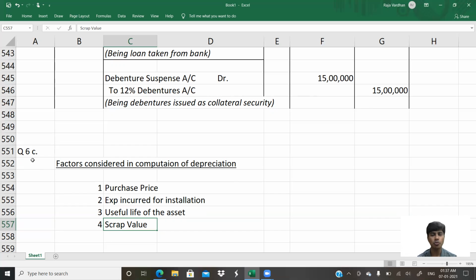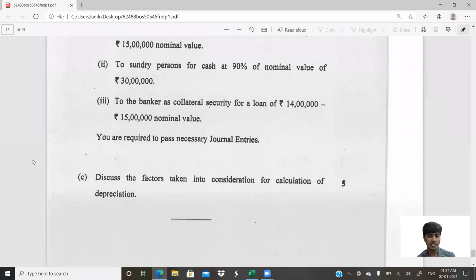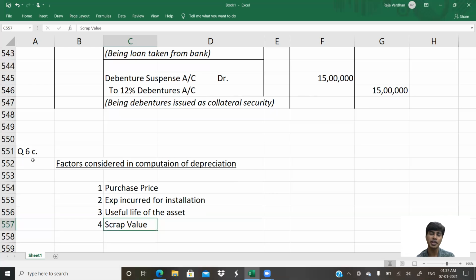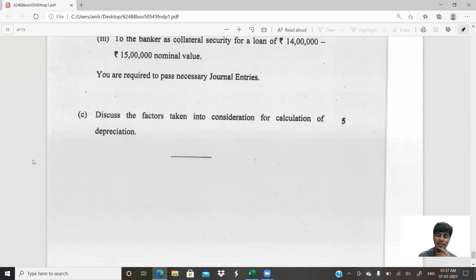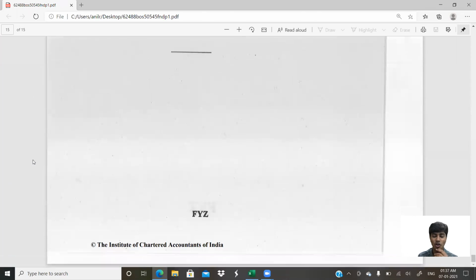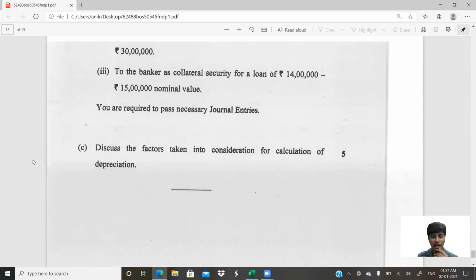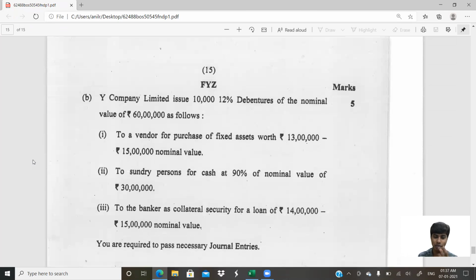So writing these four points is precise and sufficient to get you those 5 marks, but you would have to write a little description as to how these four items are the factors considered in computation of depreciation. So this, my friends, is the discussion of answers with regard to the Principles and Practice of Accounting paper, November 2020. I hope it's useful and helpful to you.